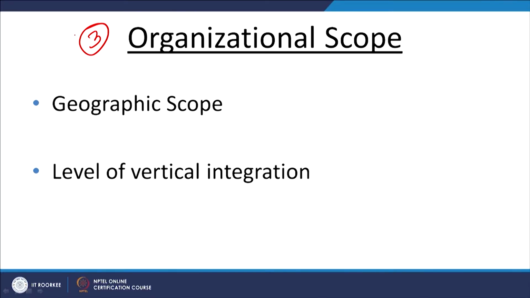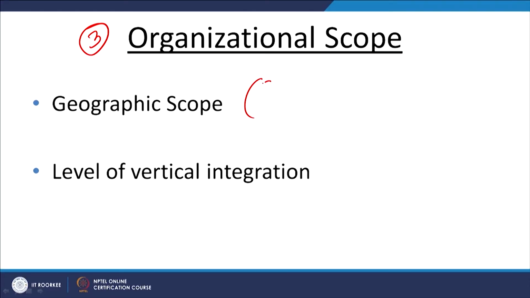Then the third dimension of this 3-dimensional view is the organizational scope. Now, in the organizational scope, we consider two aspects. This is entirely a new dimension for our generic manufacturing strategic framework. These are geographical scope and the level of vertical integration. Geographical scope is related to the global market. So, how many markets are we covering? That is the aspect of geographical scope.